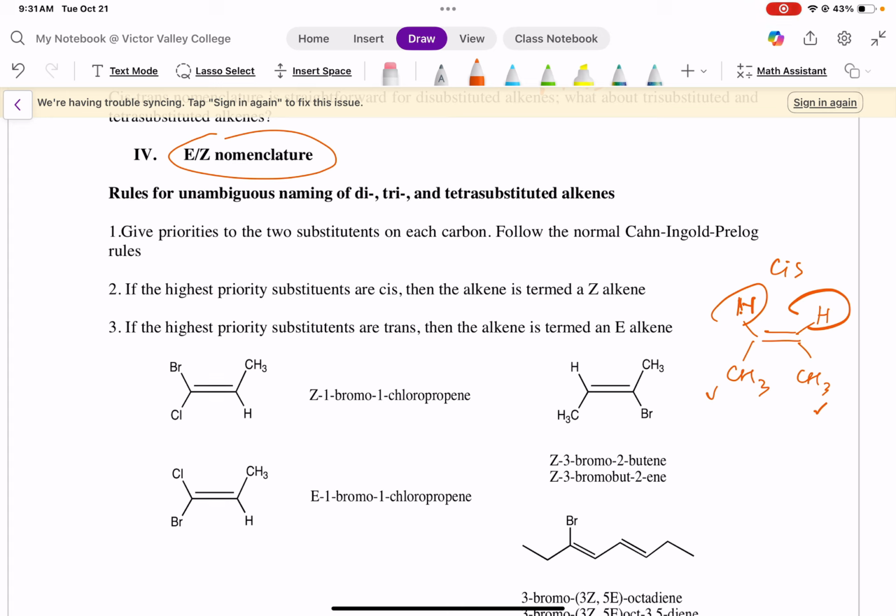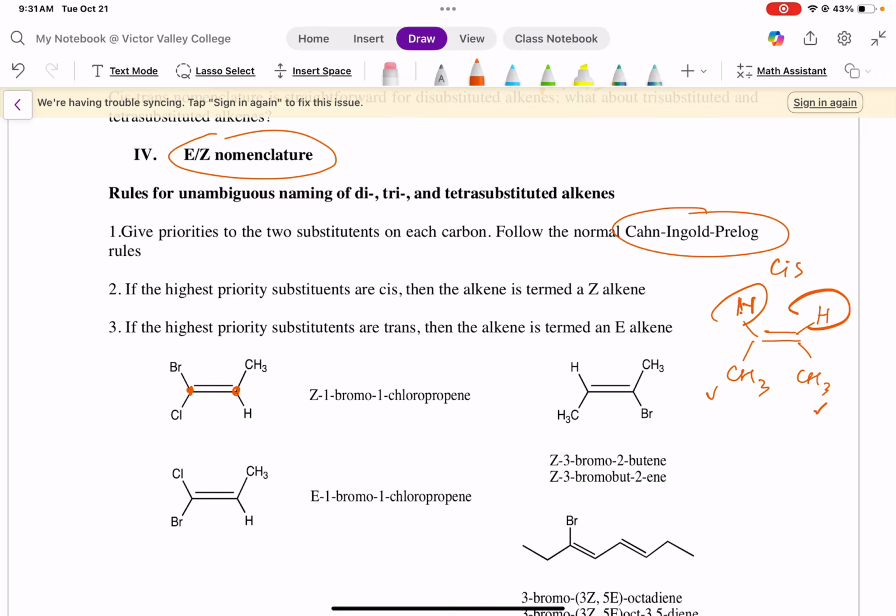Now, what if we don't have the hydrogen to compare? Like in this case, so we follow the Cahn-Ingold-Prelog rule, the same rule that we use to prioritize the substituents for chirality, R versus S. So based on atomic numbers. So in this case, at each carbon of the double bond, we prioritize which one is higher.